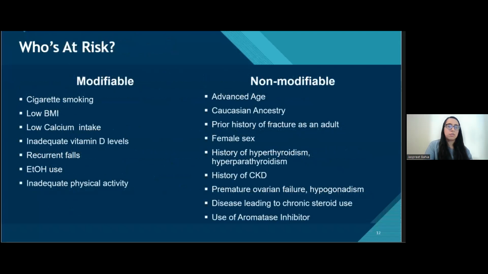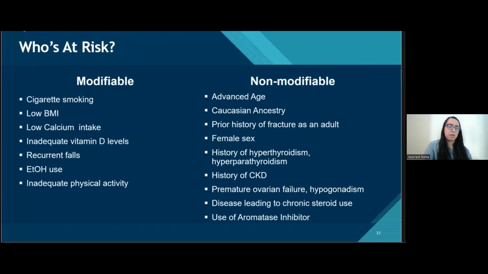So moving on, who's at risk for osteoporosis? I have a list of modifiable and non-modifiable risk factors. Cigarette smoking puts your patients at risk for osteoporosis, as do low BMI, low calcium intake, low vitamin D intake, recurrent falls, alcohol use, and inadequate physical activity. These are all modifiable risk factors that we can counsel our patients on to hopefully help them change some behaviors and prevent them from developing osteoporosis.